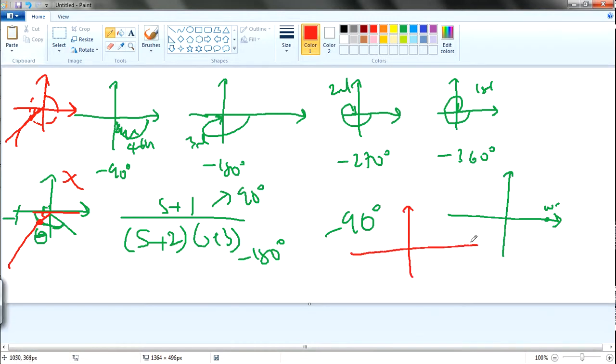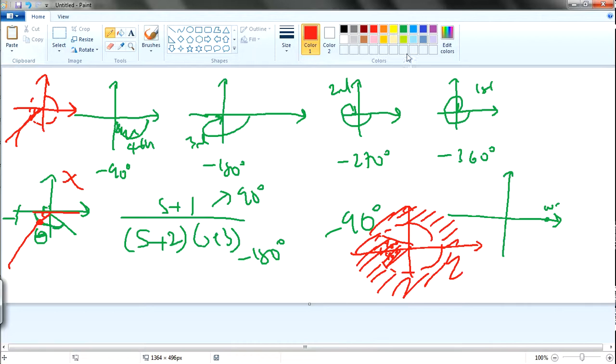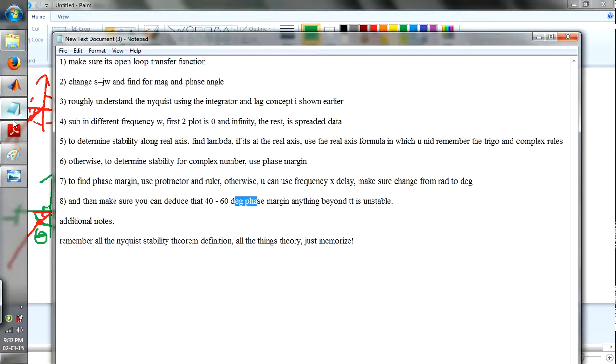So if you are given this, this is 40, this is the negative side, and this is the positive side. Each 40 degrees phase margin, these are all the regions that you're not allowed to be in. Other than that, you're safe. In this green zone, your locus is safe. So this is what it's all about.